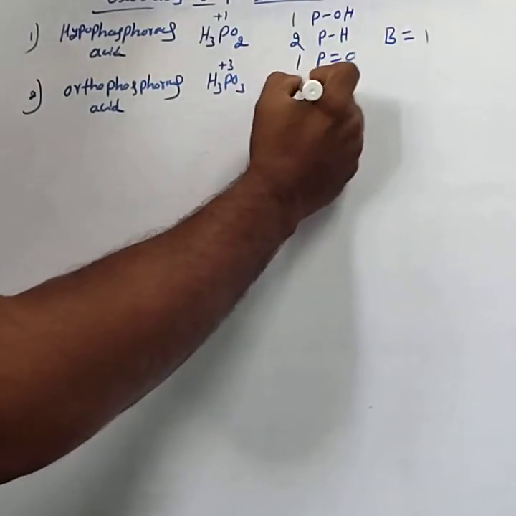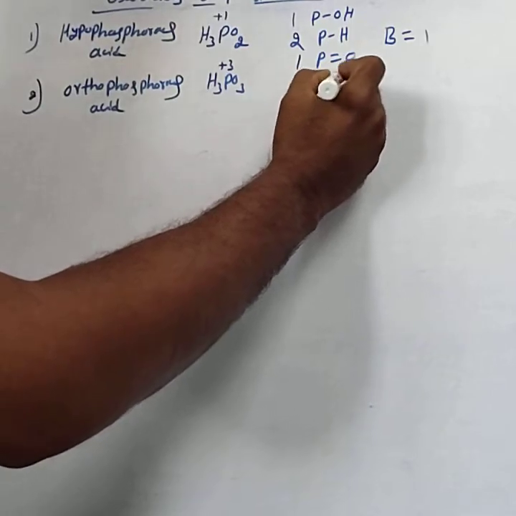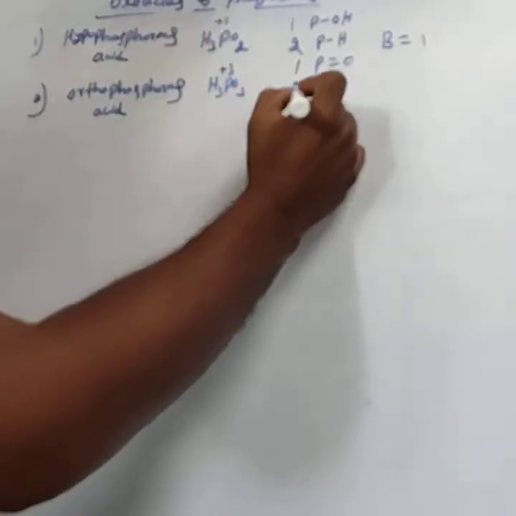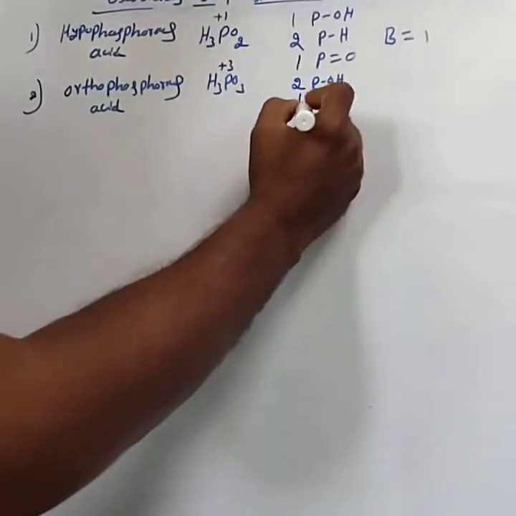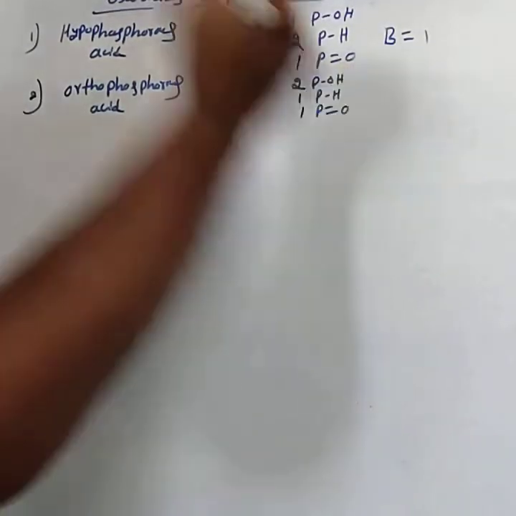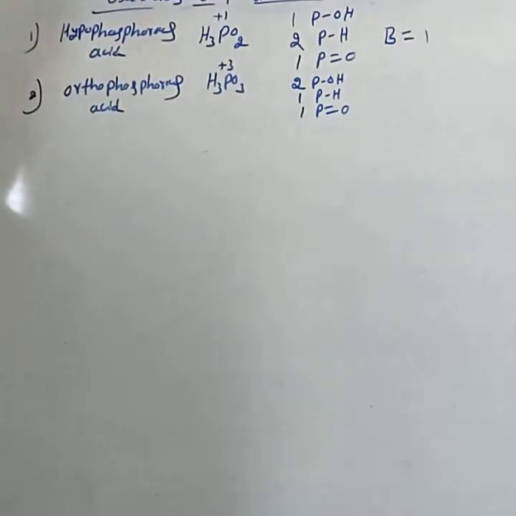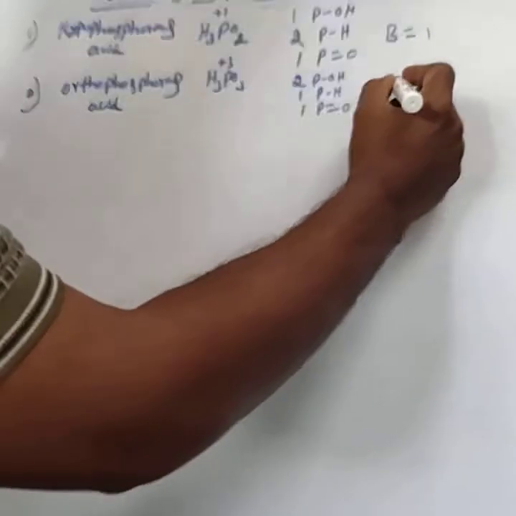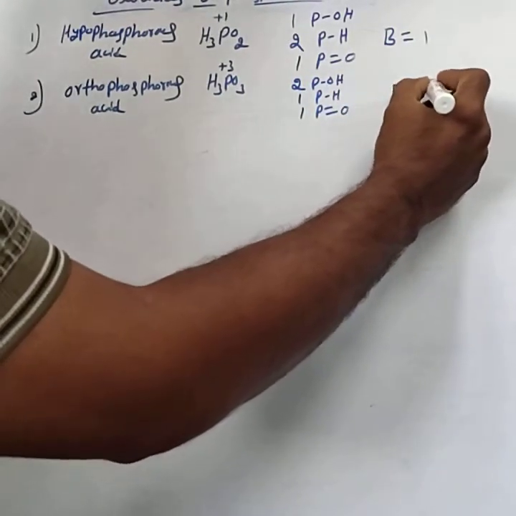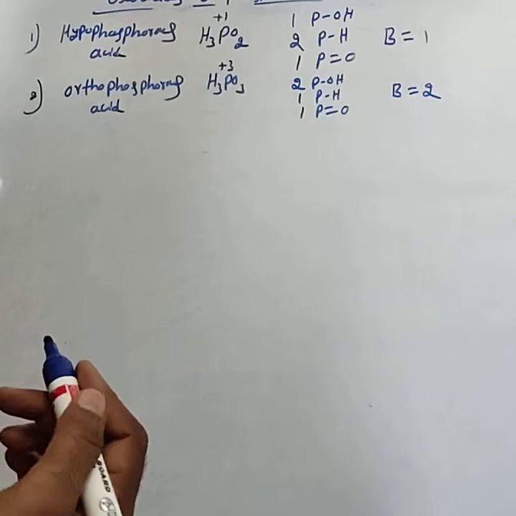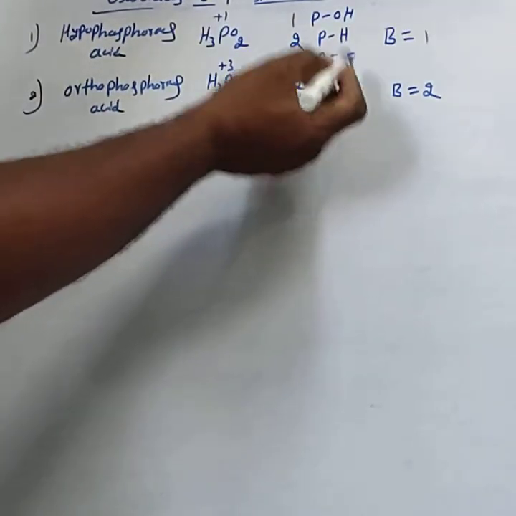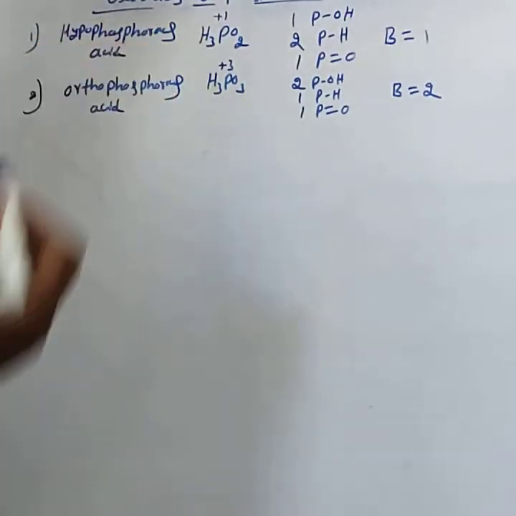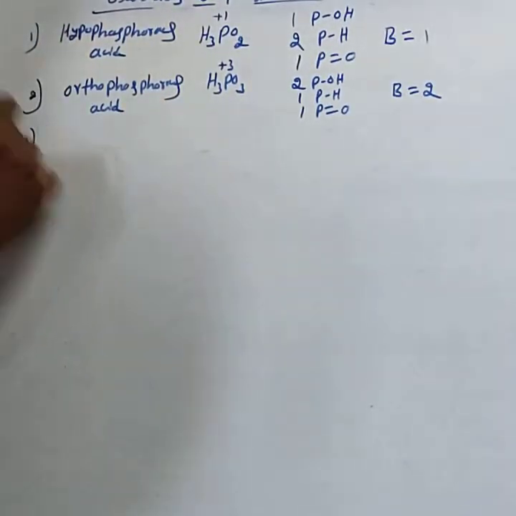It has two P-OH bonds, one P-H bond, and one P=O bond. Then can you guess the basicity? Basicity of this compound is 2. Why is the basicity of orthophosphorus acid 2? Because it contains 2 P-OH bonds. This is about orthophosphorus acid.